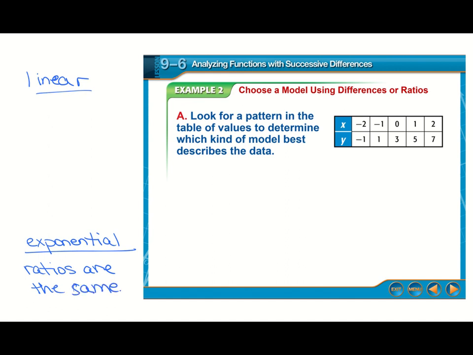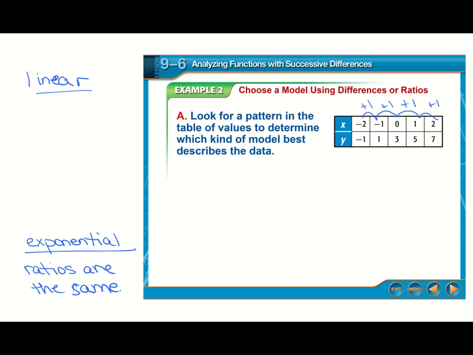So let's look at this table. All you have to do for the x's is make sure that they're consistent. So -2, -1, 0, 1, and 2. You are just adding 1 each time. So as long as those are consistent, and they should be, you don't even need to worry about it. You're looking really at your y values.